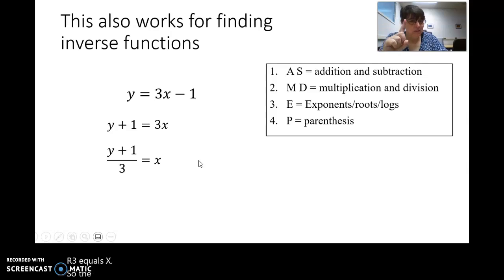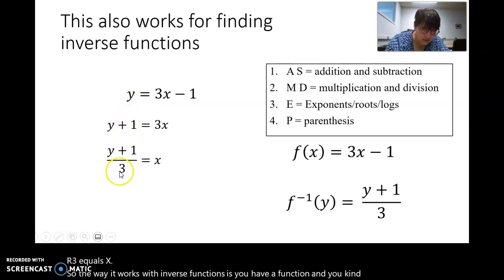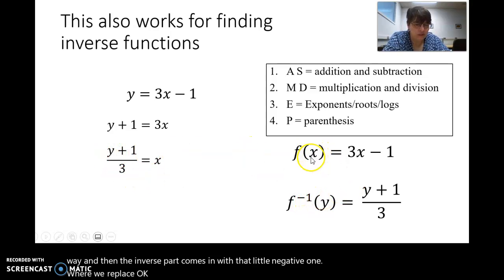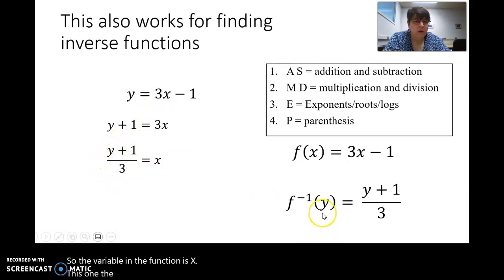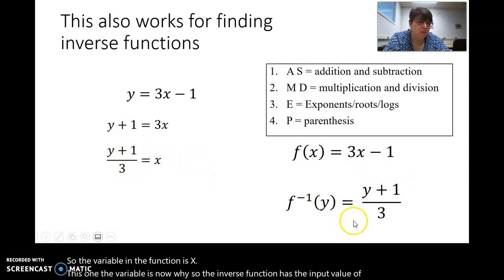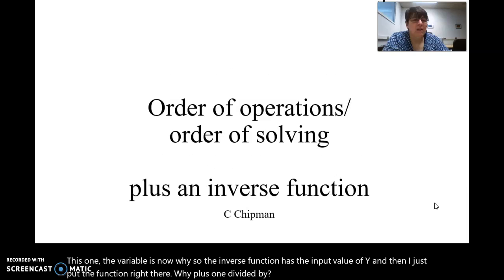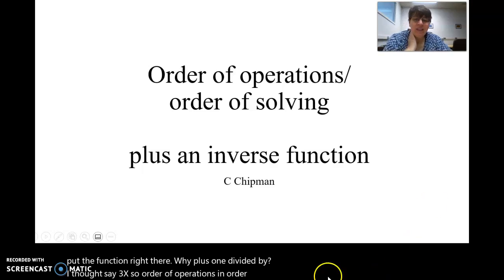So the way it works with inverse functions is you have a function and you solve it this way, and then the inverse part comes in with that little -1 where we replace the variable. So this one, the variable in the function is x. This one, the variable is now y, so the inverse function has the input value of y, and then I just put the function right there. Y plus 1 divided by 3. I was about to say 3x. So, order of operations and order of solving plus an inverse function. I hope this helps.